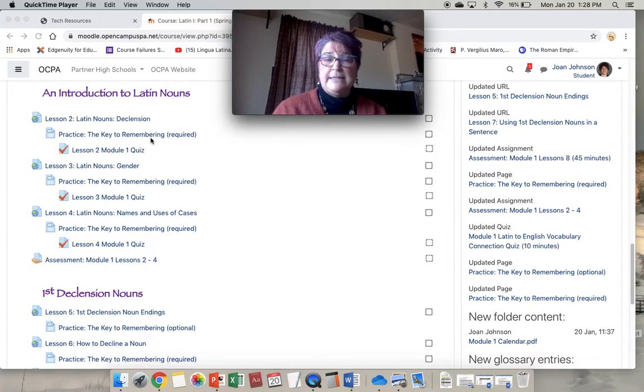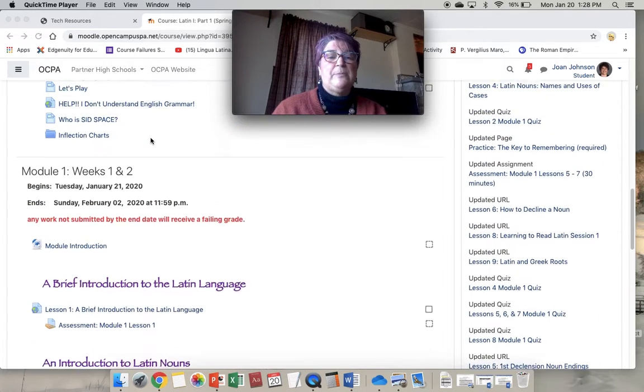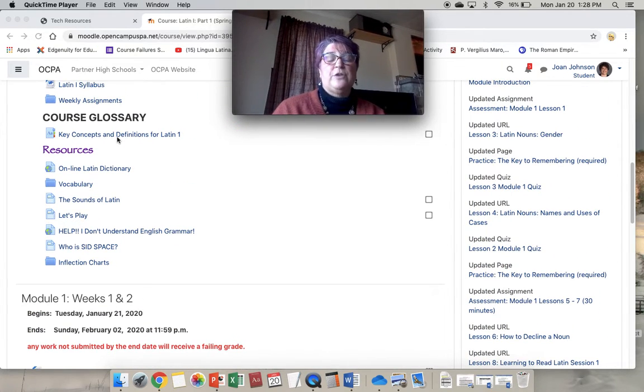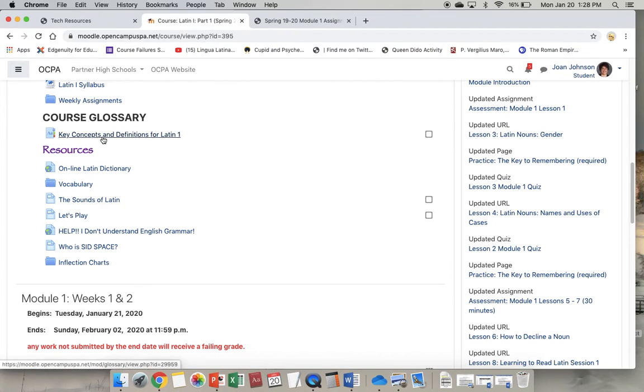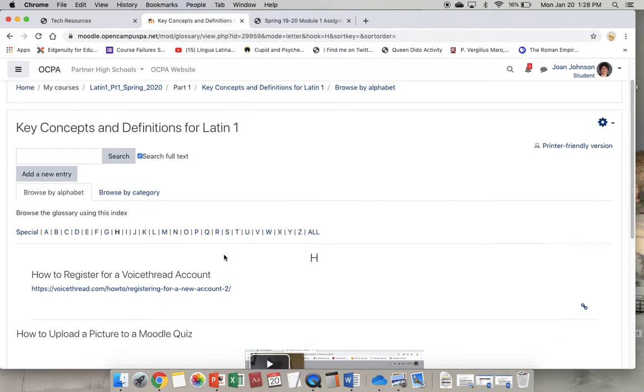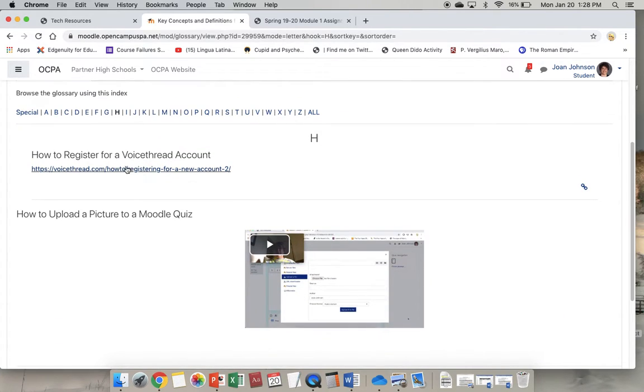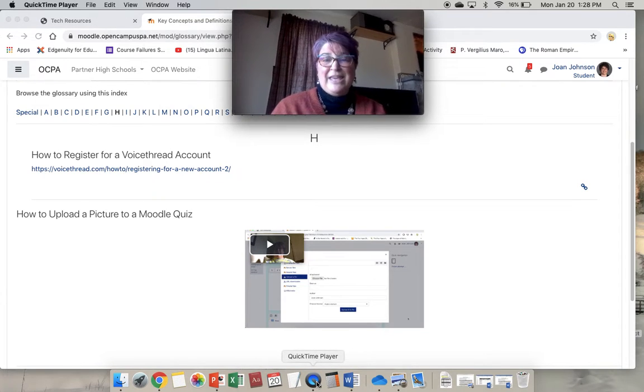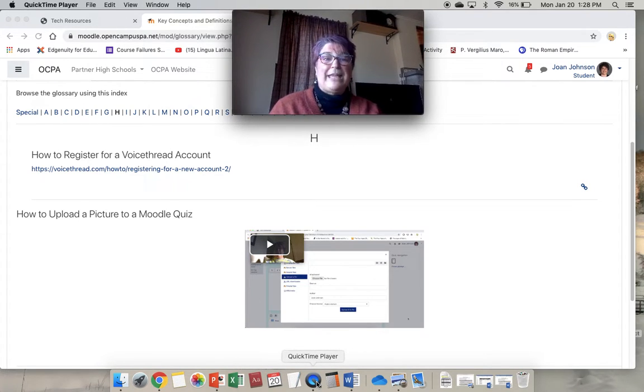Make sure you read the directions thoroughly, and if you can't seem to remember how to do something, always go back to the home page and check the course glossary, which has an area of how-tos in it. You can just search under the letter H for how to do something, like how to register for a VoiceThread account or how to upload a picture to a Moodle quiz. So these are the things that we're getting ready to do.